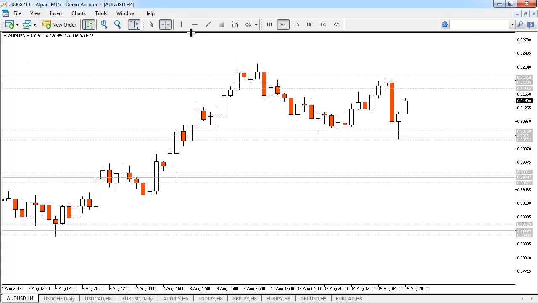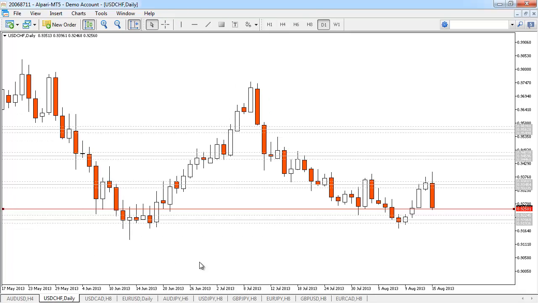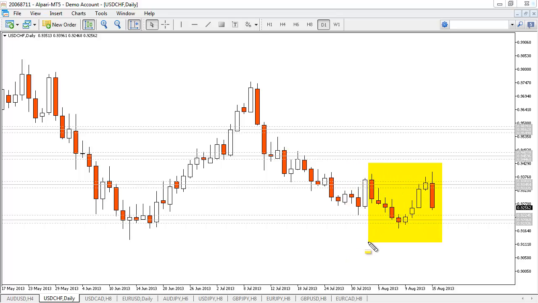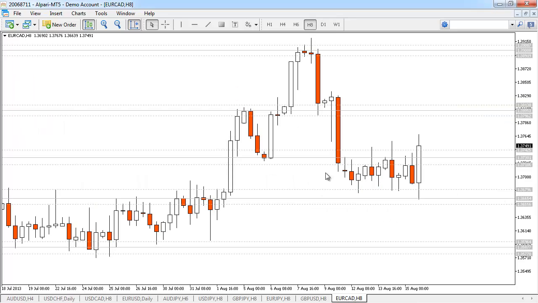Oh, 1 second. Let me just go to the USD CHF trade, and I'll highlight it. Actually, I have a better example trade. The trade taken last week on Euro CAD, I think. Yeah. Let's look at a trade we haven't looked at yet.